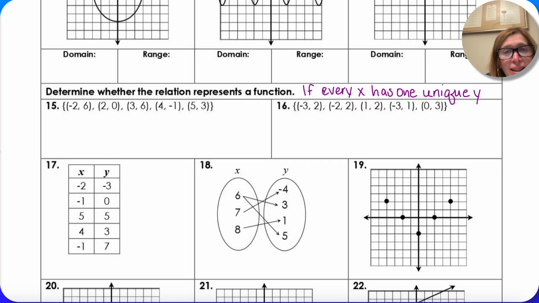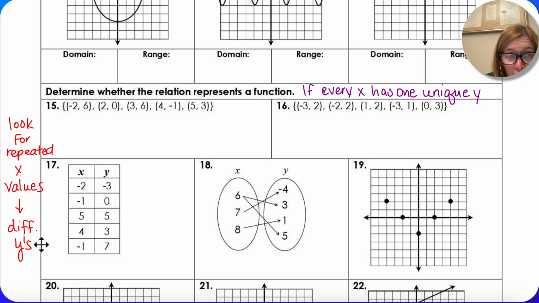Well, over time, that has become really tricky for kids to understand. So what I always say to students is, look for repeated x values that are the same. Repeated x values. If you look for repeated x values and they have different y's, it is not a function, okay? So not a function. If it doesn't have repeated x values, then it is a function.